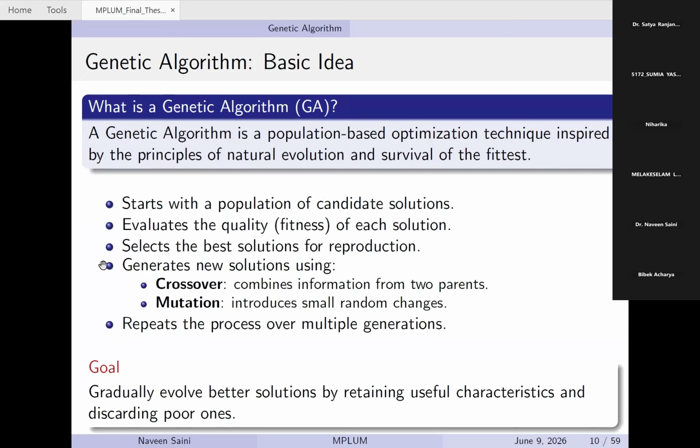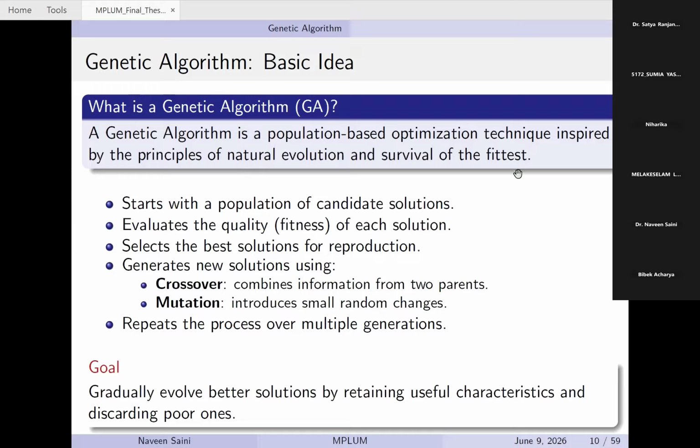What is a genetic algorithm? It's a metaheuristic algorithm, a population-based optimization technique inspired by the principle of natural evolution and survival of the fittest. So I told you, it is inspired by the biological phenomena of human beings. Currently, there is a set of parents in the world, different parents.